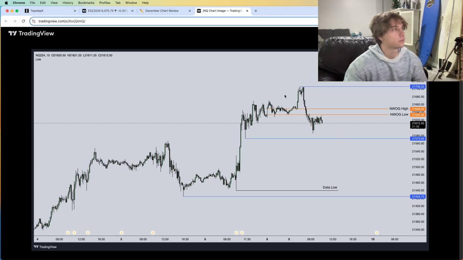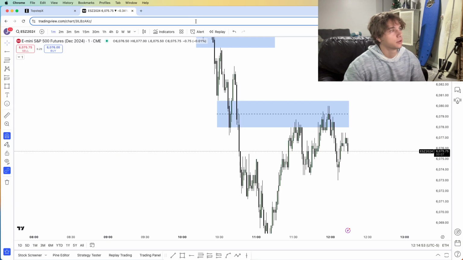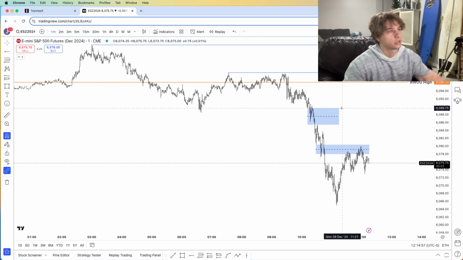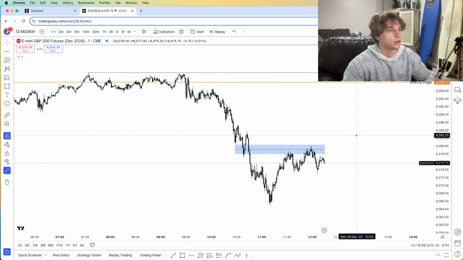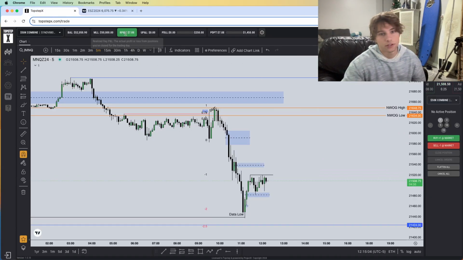I'll go over why I had a short bias going into open, and why I would say price action was good-ish, right? I haven't filled out my journal yet, but what I was looking at going into open was, let's get rid of this, and let's go here. A break even on the day.